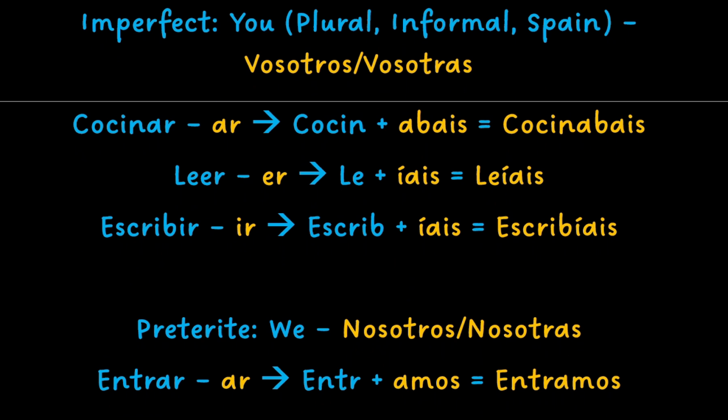For the fifth set of sentences, the imperfect tense will be in the you form when talking to multiple people informally and in Spain. So cocinar becomes cocinabais, leer becomes leíais, and escribir becomes escribíais. And the preterite tense will be in the we form, so entrar becomes entramos.